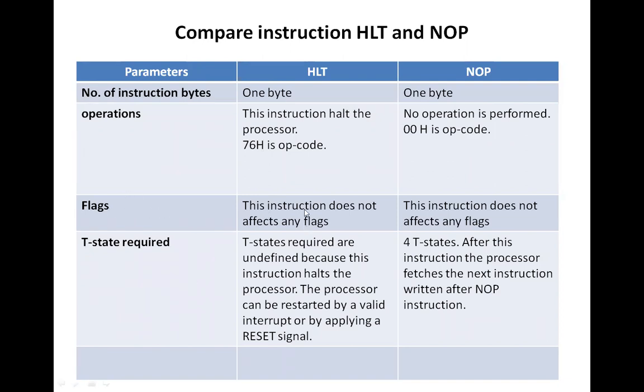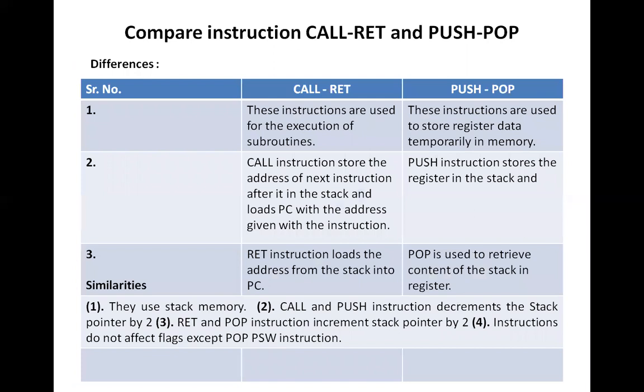Condition of the flags: this instruction is not going to affect any flag, and the other instruction is also not going to affect any flag, because both the instructions are machine control instructions. T states required: for HLT it is undefined, because this instruction halts the processor, and the processor can be restarted by a valid interrupt signal or by applying the reset signal. But in case of NOP, that is no operation, it consumes 40 states, and after 40 states, the processor fetches the next instruction, which is written just after the no operation instruction. So that is the difference between the halt instruction and no operation.